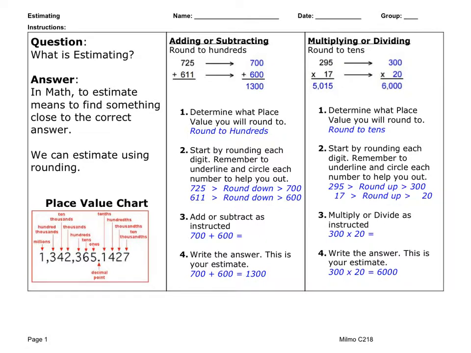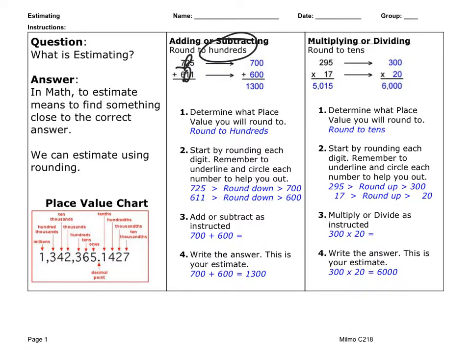So, the first thing is to determine the place value. That's where we're going to circle. Do we need to go to hundreds, tens, etc.? This one in particular is asking us to go to hundreds, okay? So, if we have 725 and it's asking us to go to the hundreds, remember we underline the 7 and we circle the 2, right? Underline the 6, circle the 1, okay?